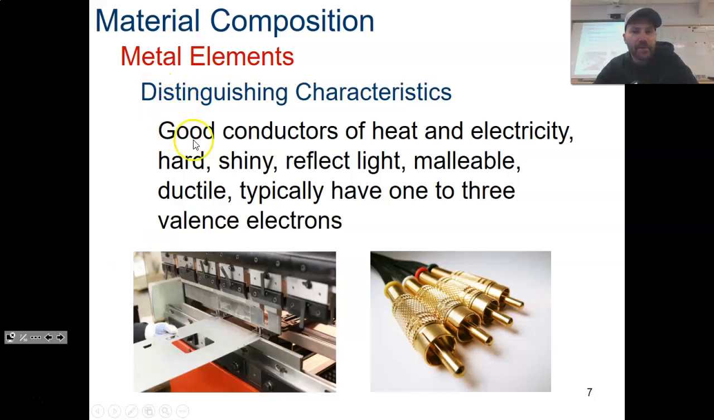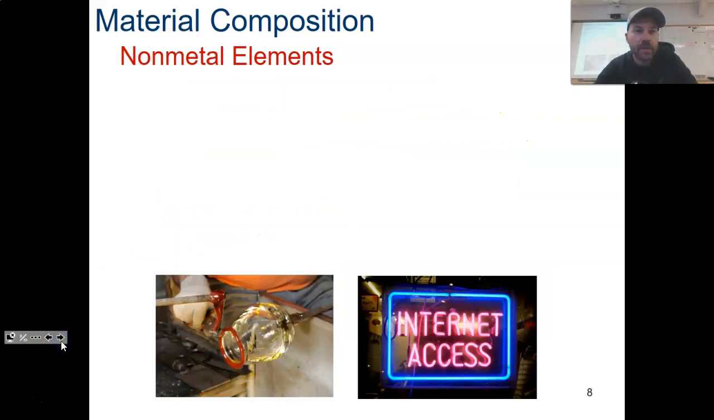What makes a metal? They're good conductors of heat and electricity in general. They're hard, shiny, and reflect light. They're malleable, meaning you can shape them into different forms. Ductile, they're stretchable. And they typically have 1 to 3 valence electrons, which makes them good conductors of electricity. That's the valence electrons we talked about with electricity.